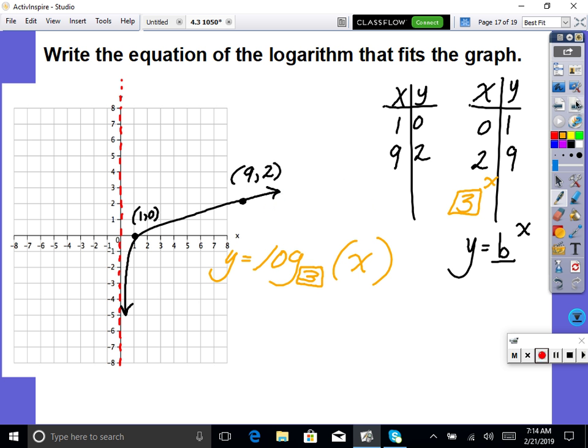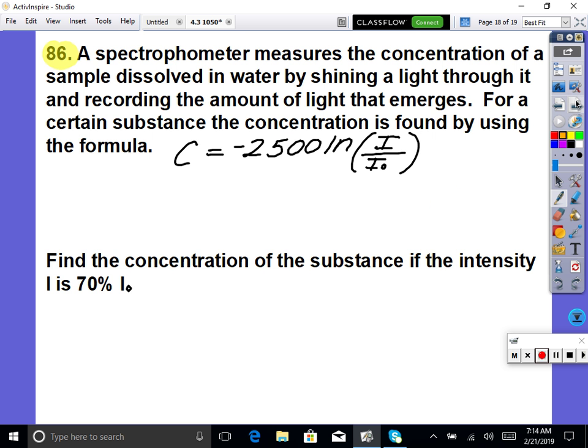Want one more like that? Okay. All right, so 86, let's read this. A spectrophotometer measures the concentration of samples dissolved in water by shining a light through it and recording the amount of light that emerges. For a certain substance, the concentration is found by using this formula. Remember, we're not going to get scared away by story problems. We haven't had any hard ones. They've all been plug and chug.